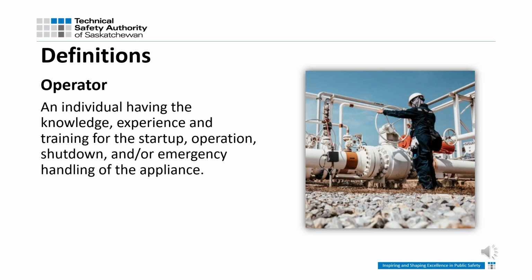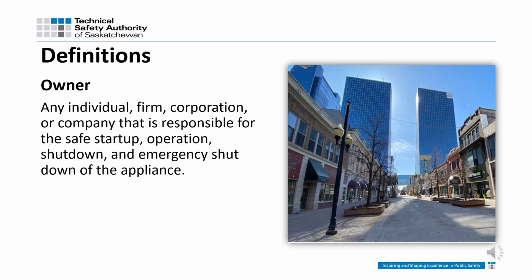Operator is now defined in the .3 as an individual having knowledge, experience, and training for startup, operation, shutdown, and/or emergency handling of appliance. This could be a maintenance person or a process engineer that is responsible for the equipment. Owner is any individual, firm, corporation, or company that is responsible for the safe startup, operation, shutdown, and emergency shutdown of the appliance. This definition is very similar to operator, but also shows how the owner is responsible for the operation of equipment.